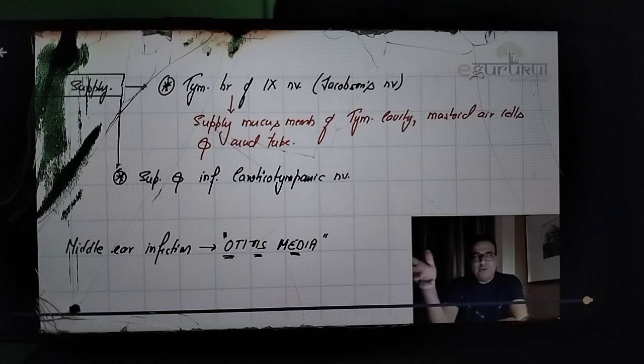And let's say if somebody is having a middle ear infection, it is drained by incising the tympanic membrane. That is the incision given to the tympanic membrane, and that's how we remove the infection or the suppuration from the middle ear cavity.